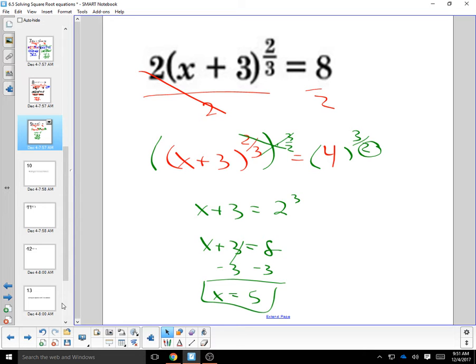Ben? How did you get 2 cubed? Oh, yeah, what's the square root of 4? 2. So I'm left with the 3, right? So 2 to the 3rd. Yeah, because that's what it's saying. Remember, it's power over root, right? So I can take the root of 4, which is 2, and I'm left with the power there. Good.